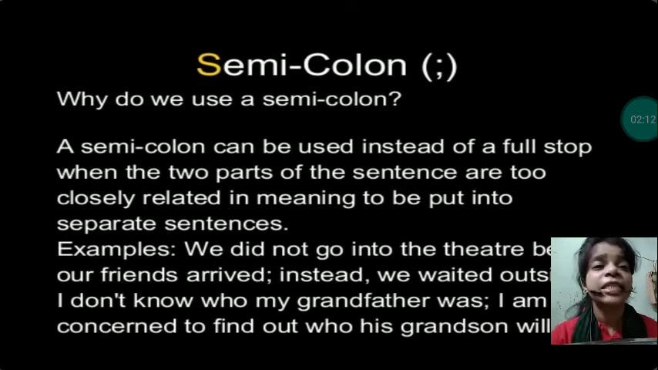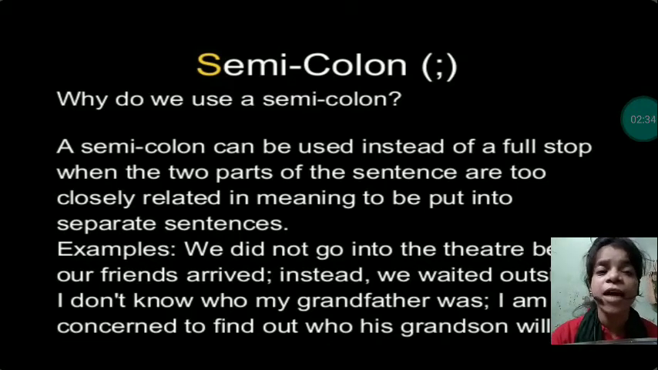The fourth one is semicolon. A semicolon can be used instead of a full stop when the two parts of the sentence are too closely related in meaning to be put into separate sentences. When two parts of a single sentence are closely related to each other meaning-wise, then we use a semicolon to separate them.